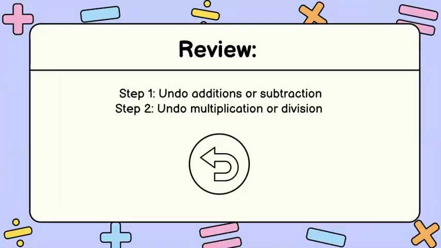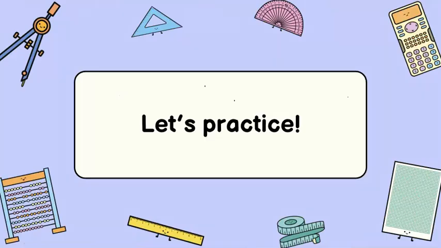Now, let's review. Step 1 is to undo additions or subtractions. Then you're going to bring down your equation, and the second step is to undo multiplication or division. So let's practice more.